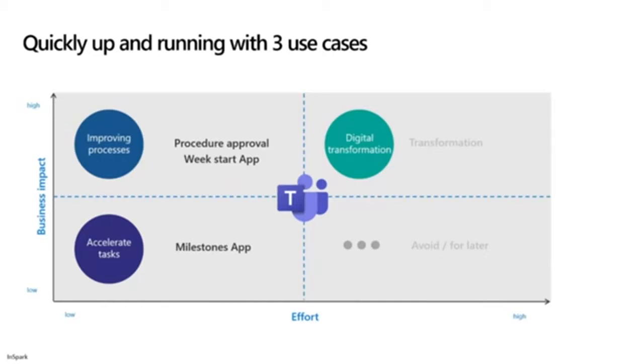And I actually want to hand over to Thijs, who will run us through three actual demos. One from the category Accelerating Tasks, which is the Milestone app, which is actually available via Teams. And the other two are from improving processes. So the procedures approval app, making use of functionality already made available by Microsoft, and a Week Start app. And the latter is an app we actually created for our customer Acito, but is available to other customers as well. But you can elaborate on that. Thanks, Dave. Thank you.